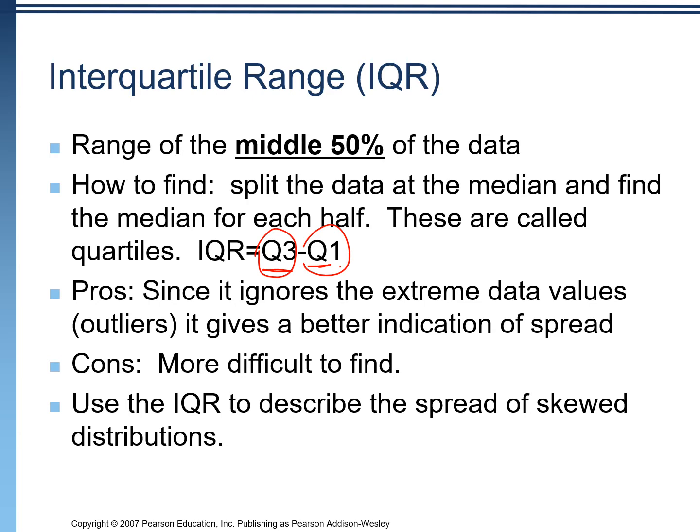One of the pros of using the IQR is that it ignores the extreme values. So if we have an outlier at the top, it's going to be cut off because we're stopping at the 75th percentile. Same thing with the bottom, stopping at the 25th percentile. Cons are that it's more difficult to find. We want to use the IQR to describe the spread of skewed distributions, and the IQR is always paired with the median as a measure of center.